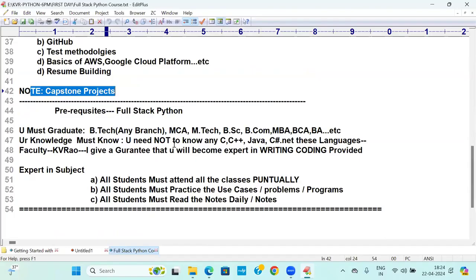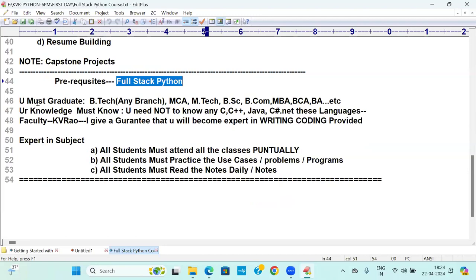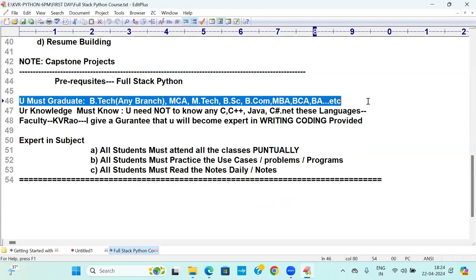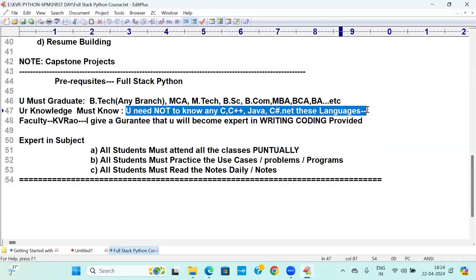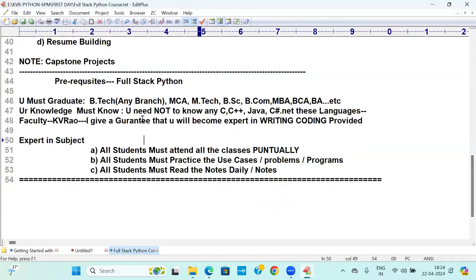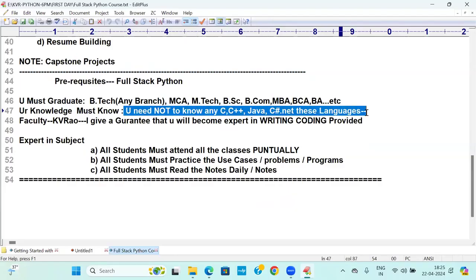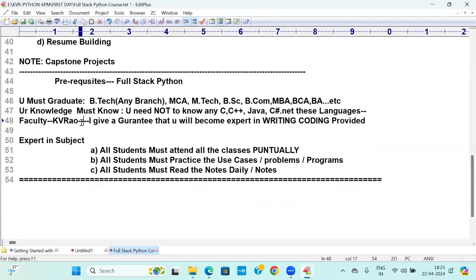To get a job in the industry in full stack Python, you must be a graduate of any of the streams which I mentioned here. As for your knowledge, you need not know C, C++, Java, or any of these languages. If anybody knows them, it's a great advantage.